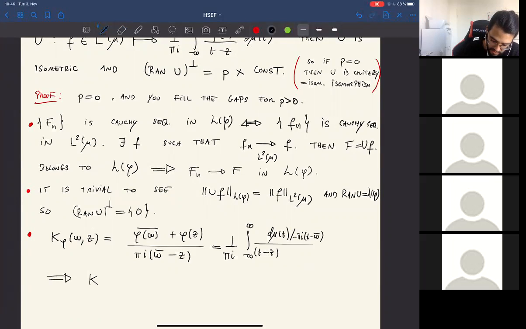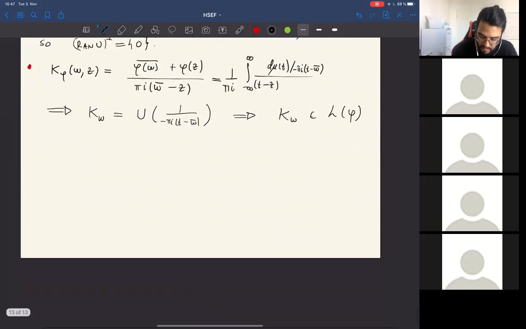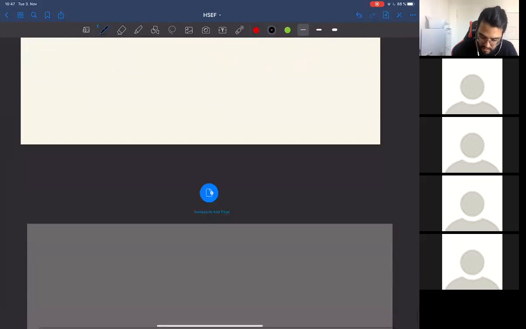So that implies that k phi, let me say just k_w, is then U of what function? Well, the function is this guy here. It's just 1 over minus pi i (t minus w bar). So therefore, by definition, k_w belongs to L phi for every w in the upper half plane. Okay, it's almost trivial as well.